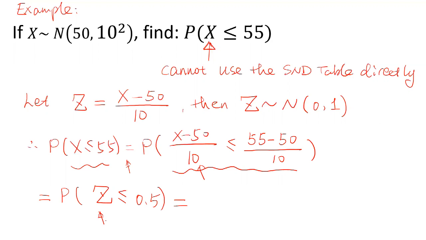Because this is a standard normal distribution random variable, we can use the SND table to look up this value, which is 0.6915. This is the probability you are looking for. Understand? Any questions? No questions? Okay.